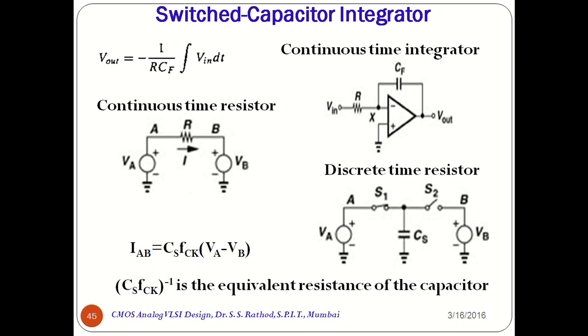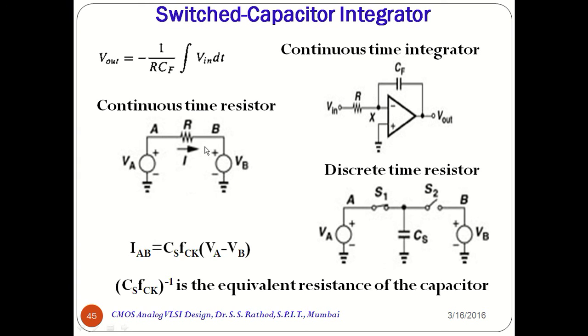Now let us consider the last circuit, that is the switched capacitor integrator. So the right hand side figure is the continuous time integrator, where there is a feedback capacitor CF and the input resistance R1. Thus in this case the output voltage Vout is given by minus 1 upon RC integral of Vin dt. So for sampled data circuits, we have to replace this resistor by its discrete time counterpart.